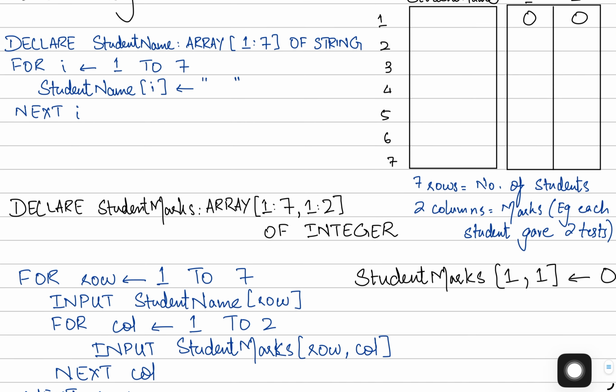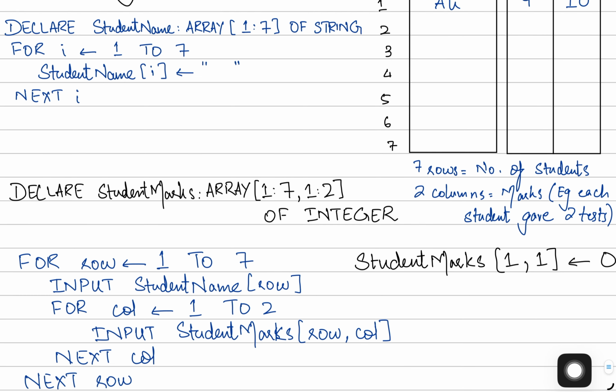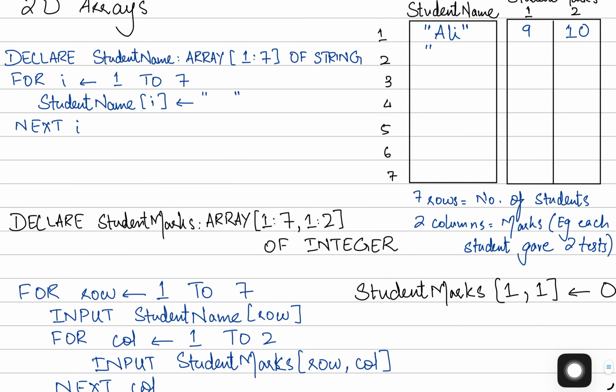For the first iteration, it will work like this, for example: the name is Ali, and the user input, let's say, the first one was 9 marks and the second one was 10 marks. This is how it's going to run. And then it will go to the next row. It will ask for another name, let's say John. The marks are, let's say, 8 and 9. Since they are integers, I'm not putting any quotation marks around them.